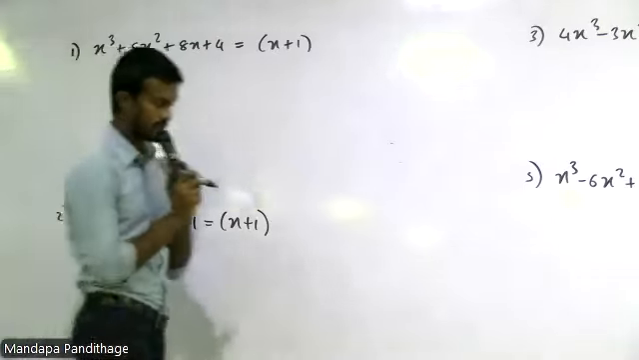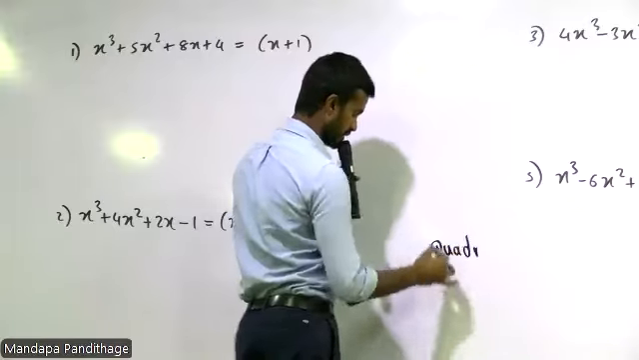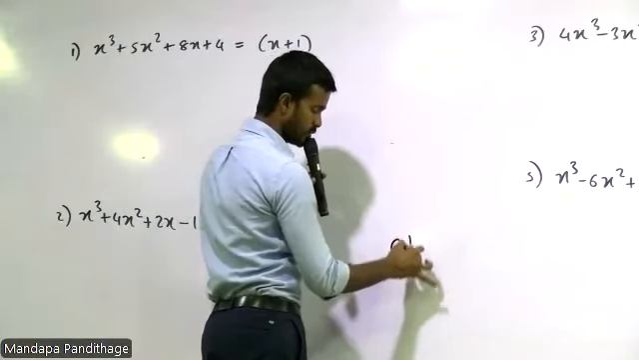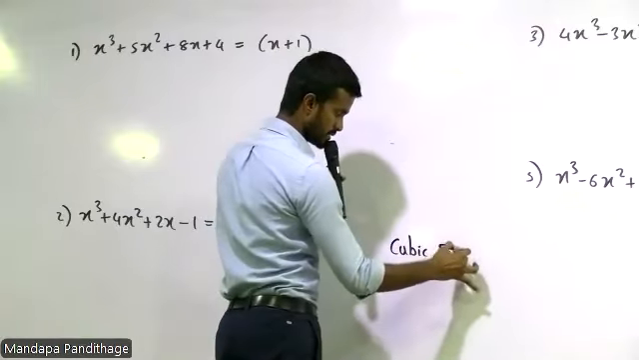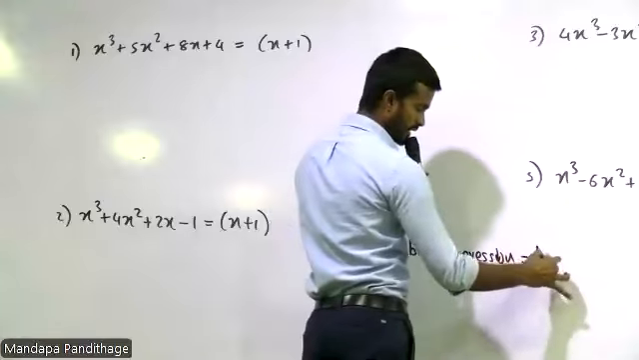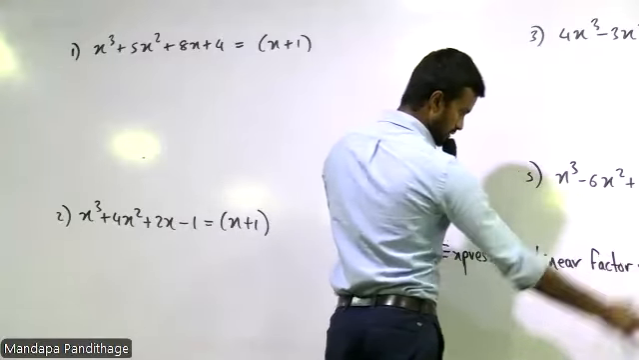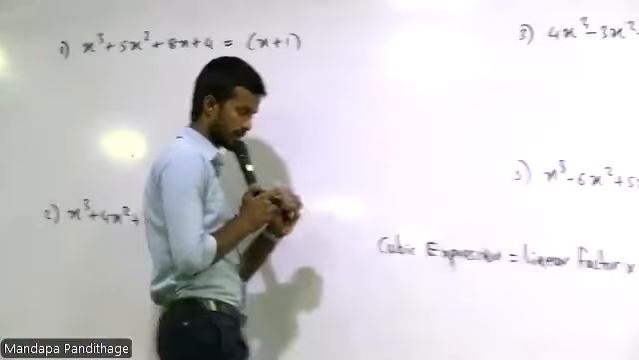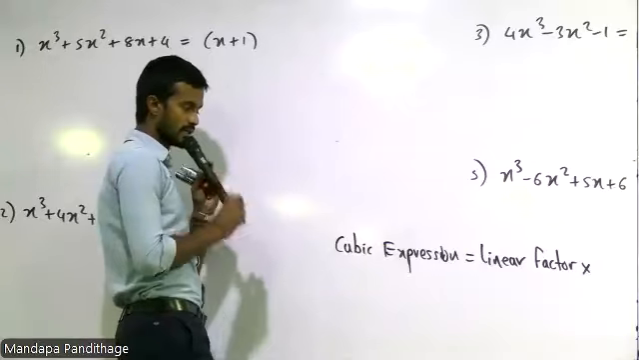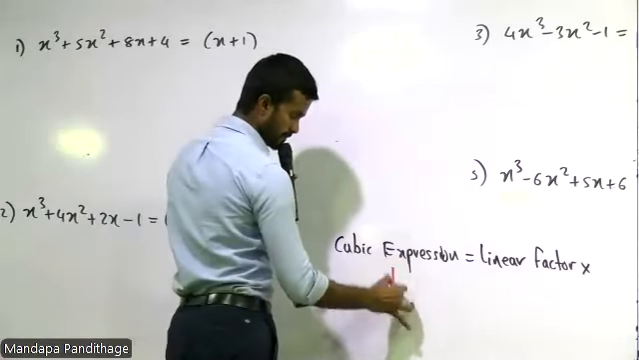First thing is what I have is a quadratic expression. Sorry, I have a cubic expression. And I know I have taken one linear factor. So I need to factorize this cubic expression. Now I'm just limiting to cubic, but at the last day of the lesson, I'll even be doing it when the degree is 4. So here, the degree is 3.